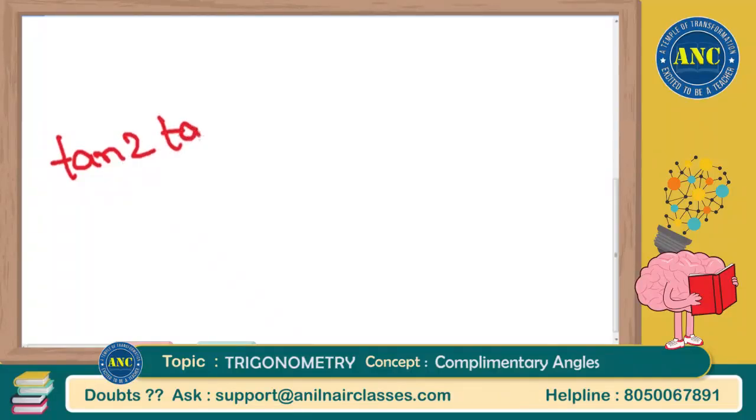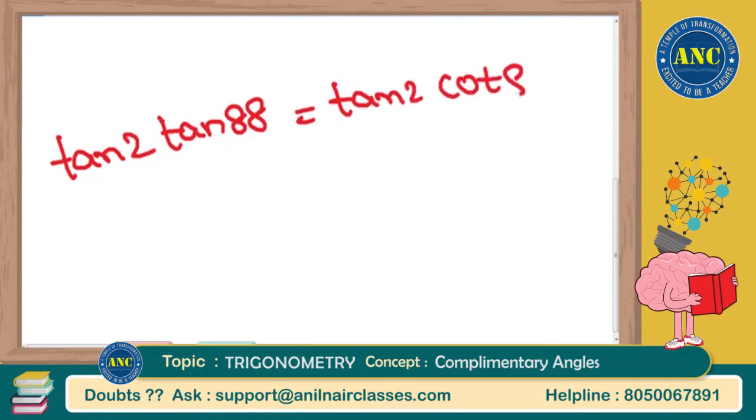Tan 2 into tan 88. Now you wrote it as, I can write it as tan 2 into cot 88. No, you cannot write it like this, Saket. This angle is 88 degrees for tangent. For cot also it will not be the same 88.